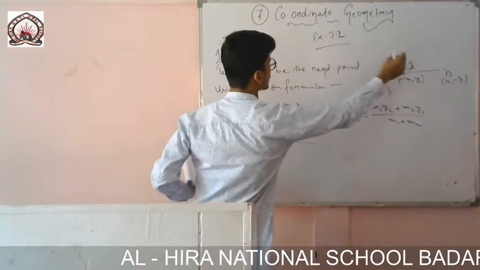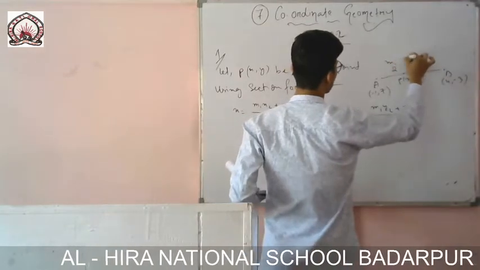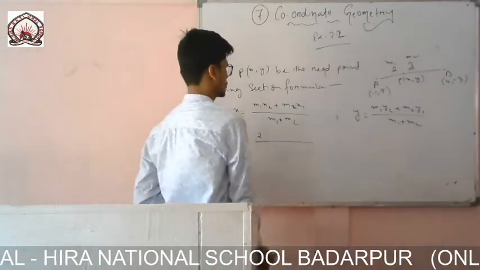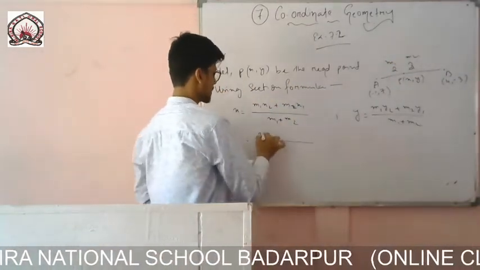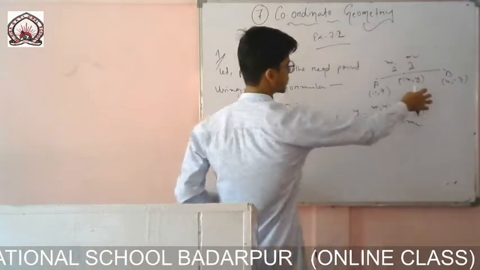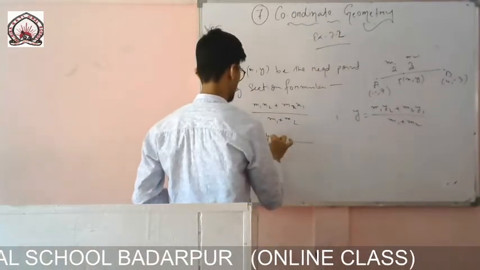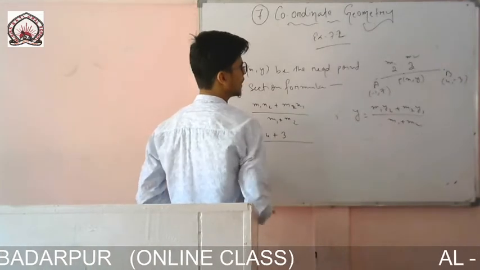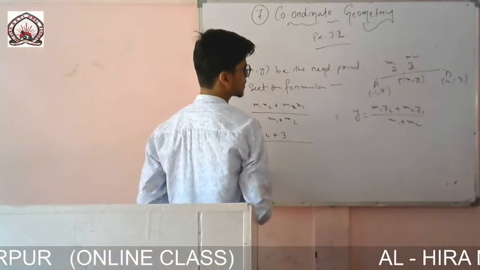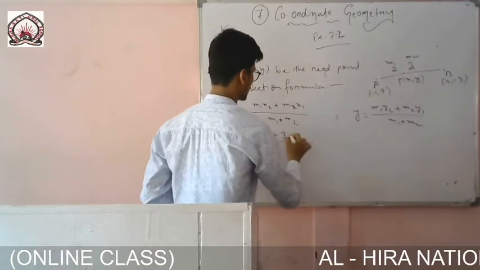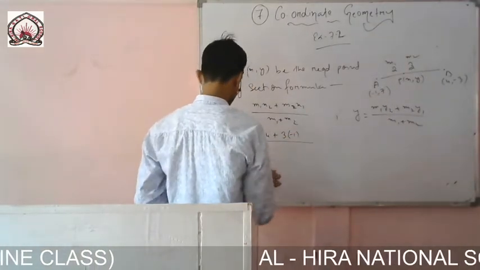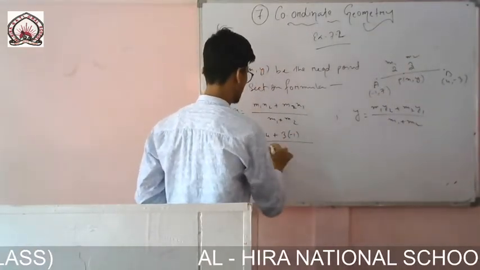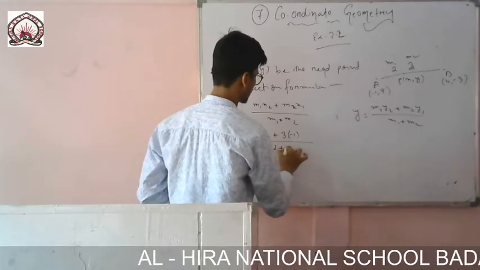This one is m1, this one is m2, it is divided m1 and m2. So m1 is 2, x2 is 4. So 2 into 4 plus m2 into x1, m2 is 3 and x1 is minus 1, divided by m1 plus m2. So m1 plus m2, that means 2 plus 3.